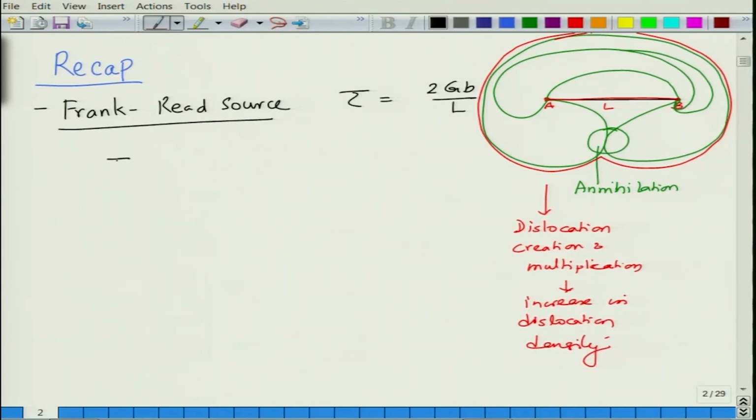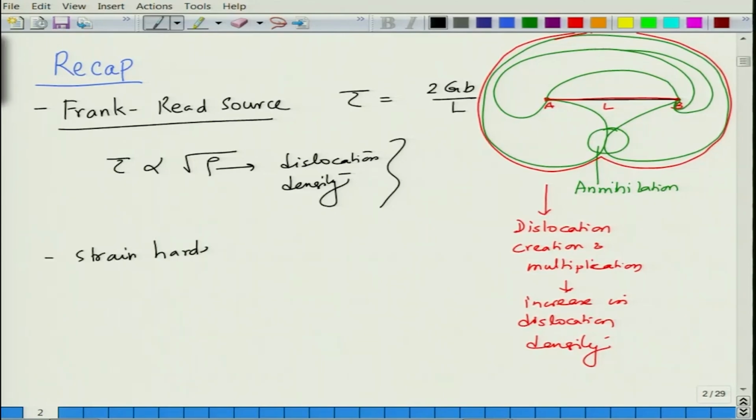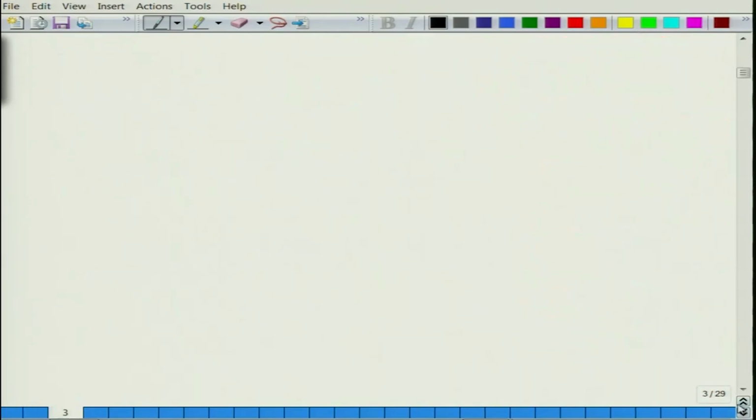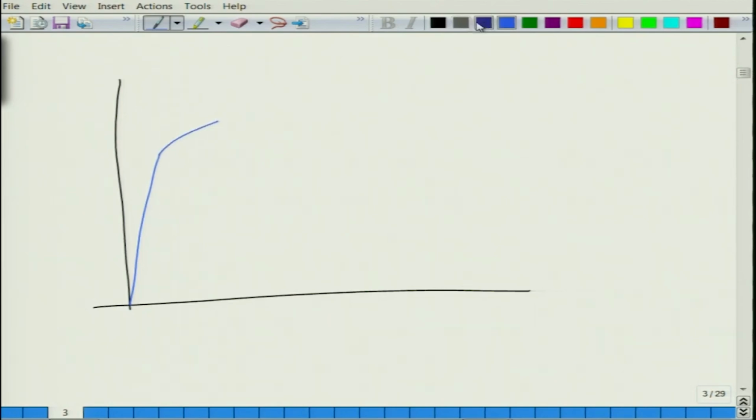and we also saw that this stress is proportional to the square root of rho, where rho is the dislocation density. So, the more dislocations in the material, the more the strength, and this mode of strengthening is called strain hardening. So, basically what happens is that as you deform the material more and more, let us say you go up to this point, then you come back to this point, again you start the deformation, you go back to this point, and then you again start, and let us say you want to come back to this point again.